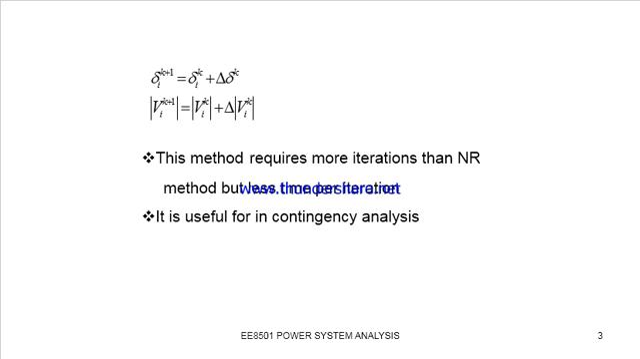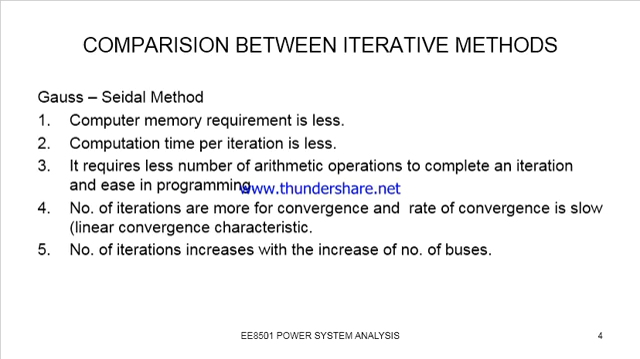As per the iterative method, this method requires more iterations than the Newton-Raphson method, but less time per iteration. So it is very useful for contingency analysis. While comparing the iterative methods, regarding the Gauss-Seidel method, the computer memory requirement is very less. The computation time per iteration is also less. It requires fewer arithmetic operations to complete an iteration, and it is easy in programming.